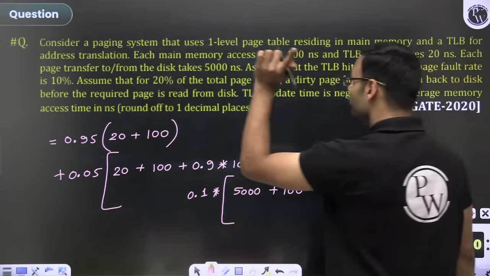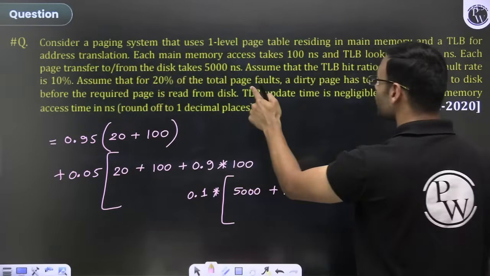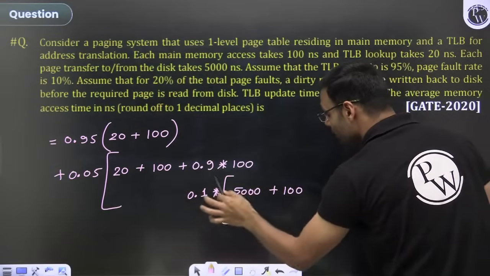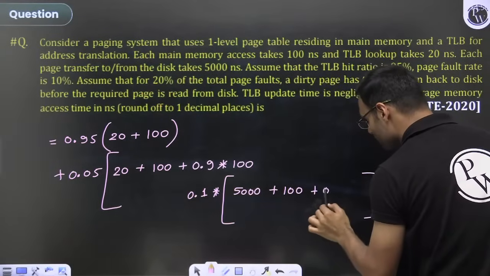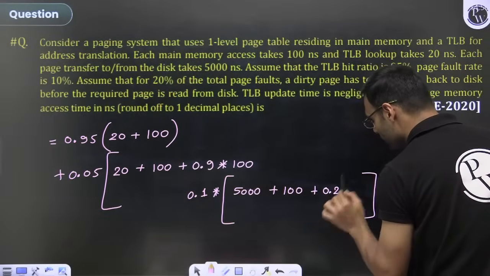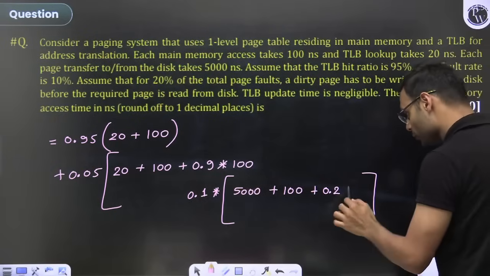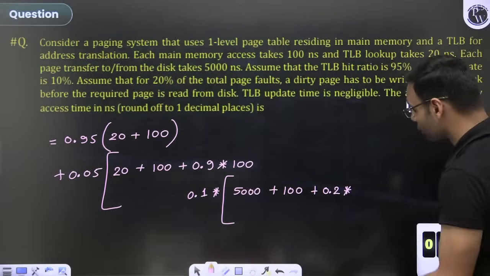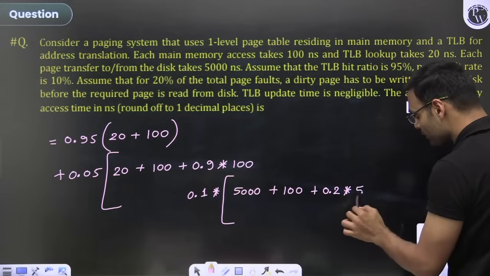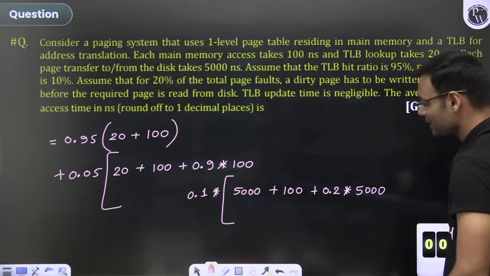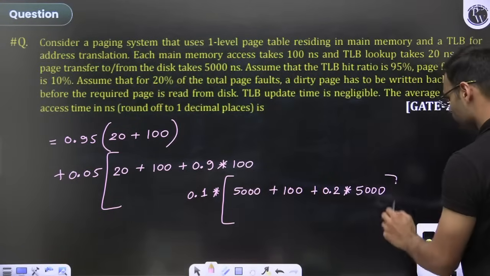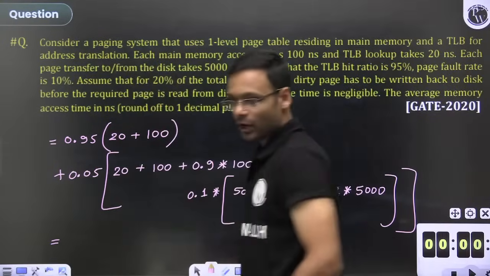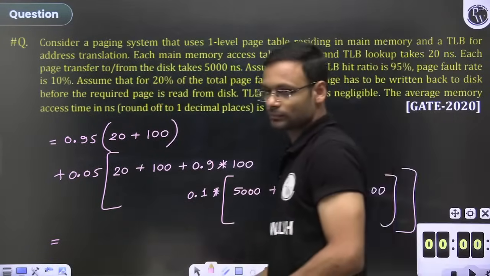But among the page faults, 20% of the time a dirty page is there, then you will have to write back the dirty page, 5000 nanosecond, 20% time extra needed. This is the formula you will put up. Calculate how much is the answer.